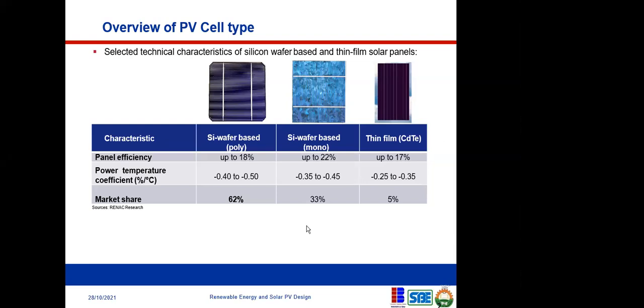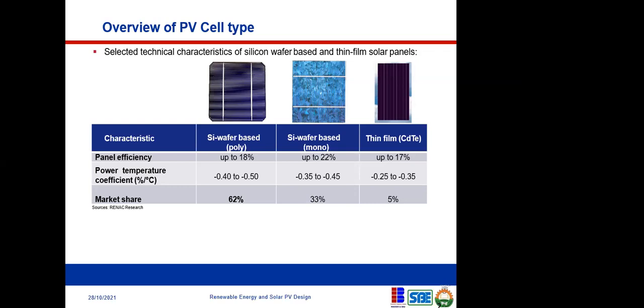So we now have also the silicon wafer base PV cell, which is monocrystalline in this case. Before we now have the thin film. Okay, so let us look at their panel efficiency. What panel efficiency means is their ability to convert the sunlight falling on them into electricity. That's what we mean by their panel efficiency.